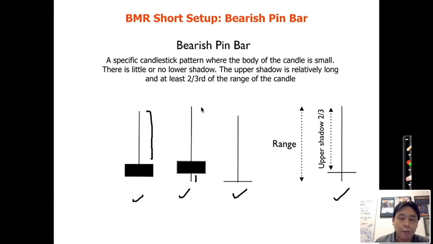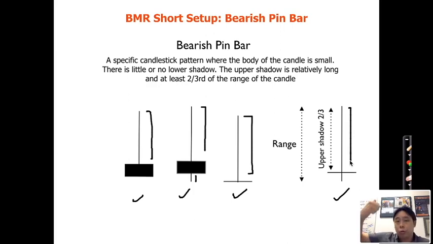If you recall from the lesson on candlestick patterns, it indicates that bears have taken control of the market. After the bulls pushed the price up, the bears brought it down and closed the day bearish. So for bearish BMR, we're looking at the bearish pin bar.